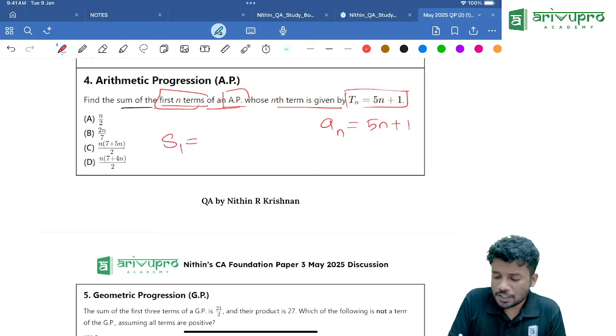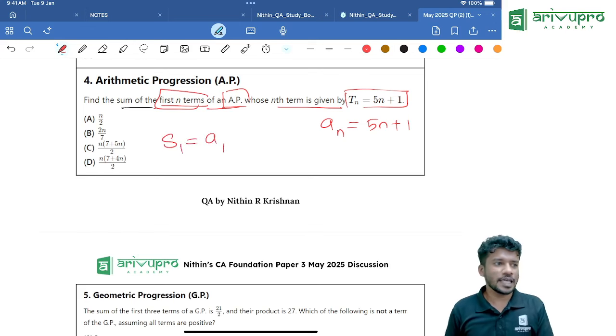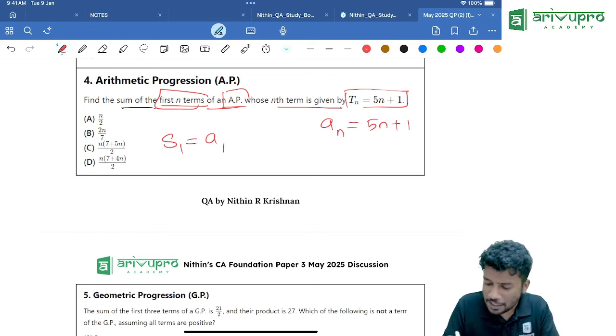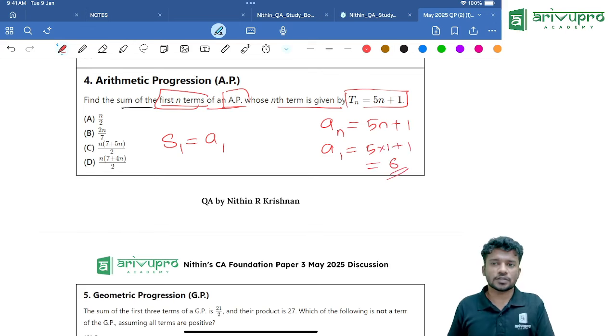S1 is equal to A1. That means the first term is anyway our sum of first term itself. Anyway, only one term is there, so it cannot be more than that. Now, you find A1. A1 is 5 into 1 plus 1, which is equal to 6. Is that correct? Everyone got that as 6?